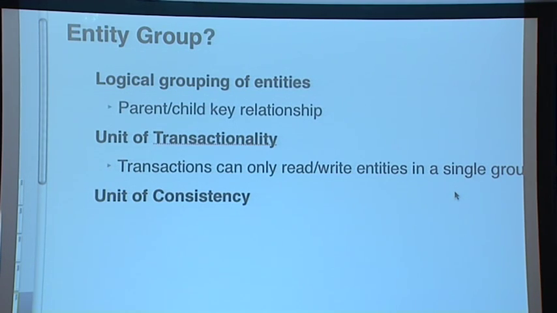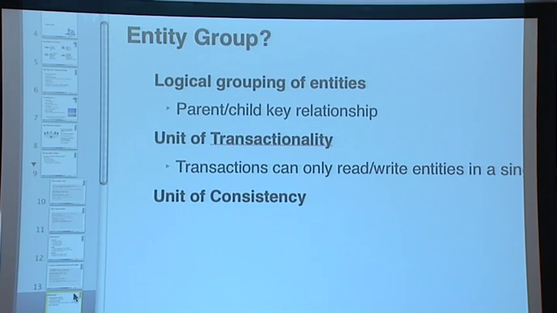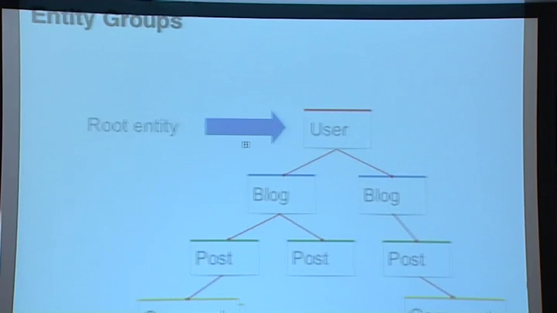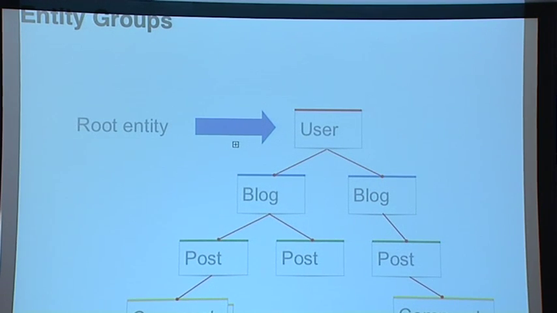It always goes up to the highest parent within the entity group, and that is the locking mechanism going down. So we'll see some examples of this in a second. So here is an example of entity groups. We have comments. You can imagine this is a blog. So we have a user, we have a blog, another blog, posts, and these are all different entities.